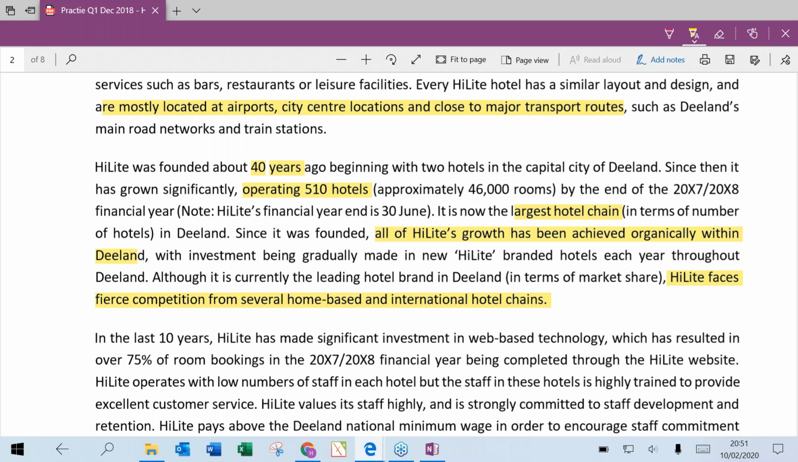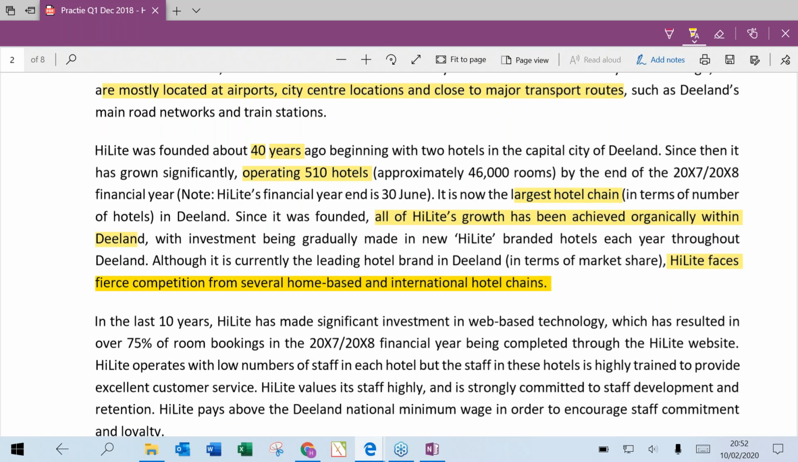We are a very old, 40 years old company, and we have grown organically. We are right now the market leader in terms of number of hotels. We are also market leader in terms of market share, and we are facing fierce competition. Very basic. I need you to imagine and digest and visualize all this.